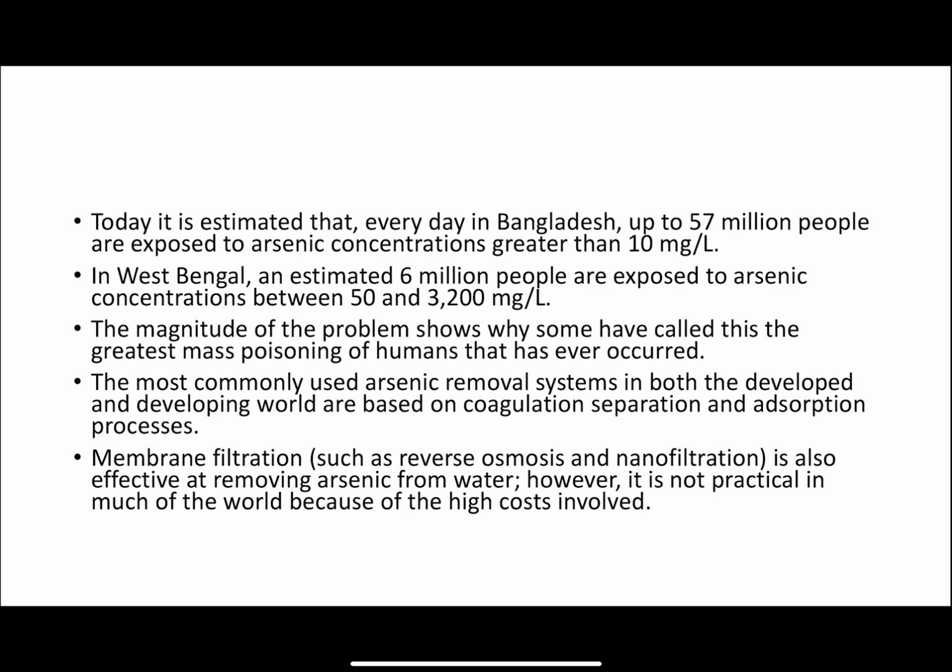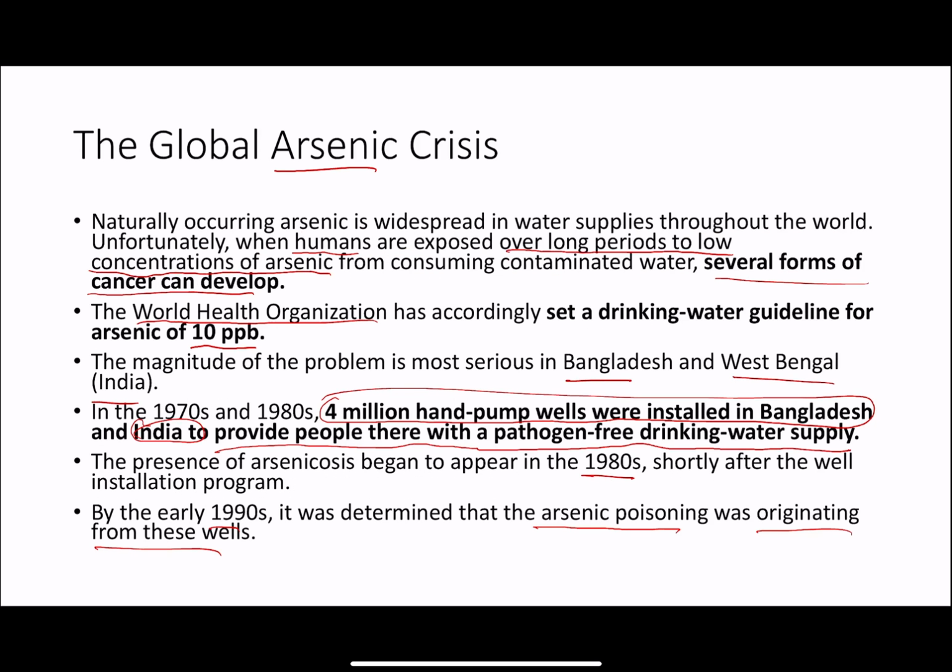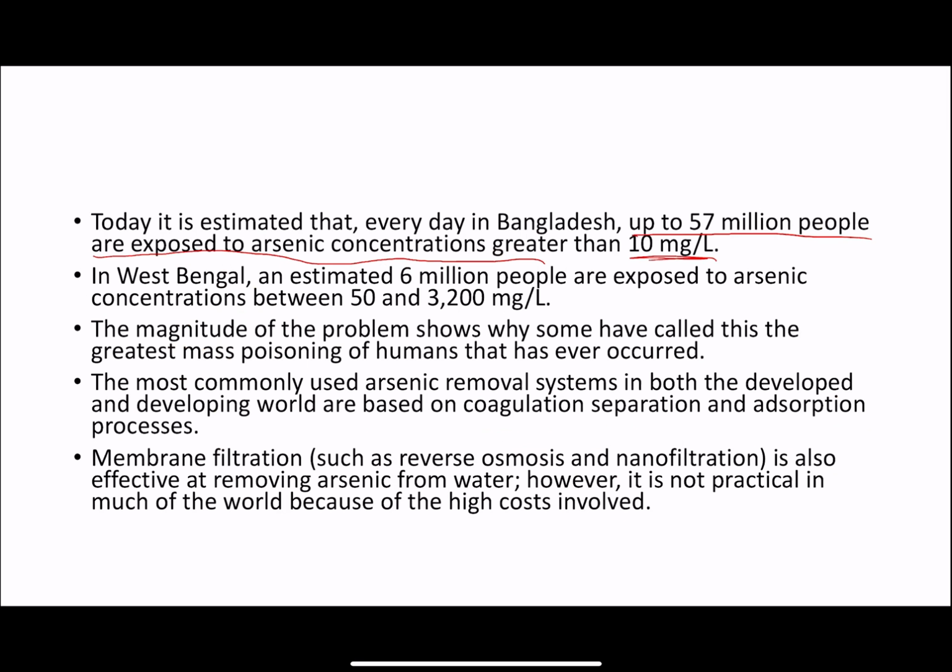Today, every day in Bangladesh, up to 57 million people are exposed to arsenic concentrations greater than 10 micrograms per liter. Do you remember the guidelines of WHO? Not more than 10 parts per billion. Now they are getting much more than that. That's huge.